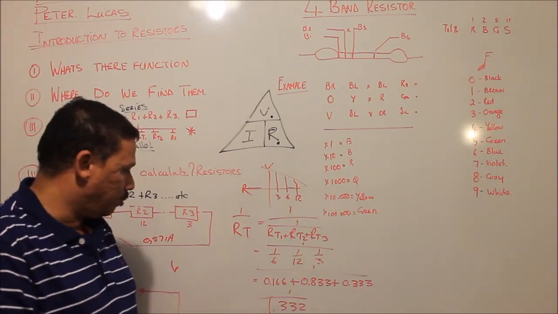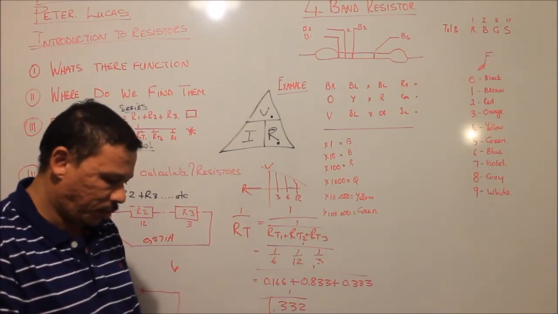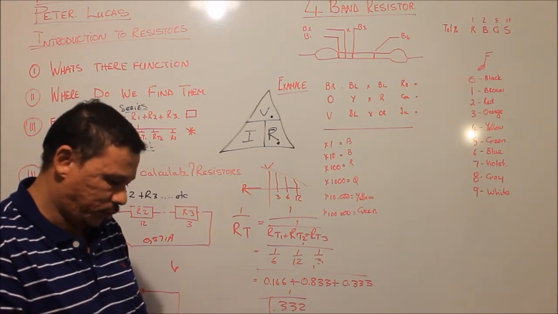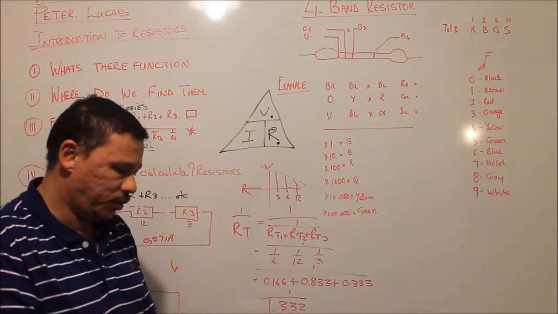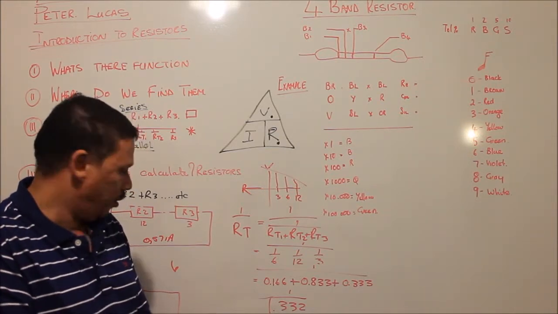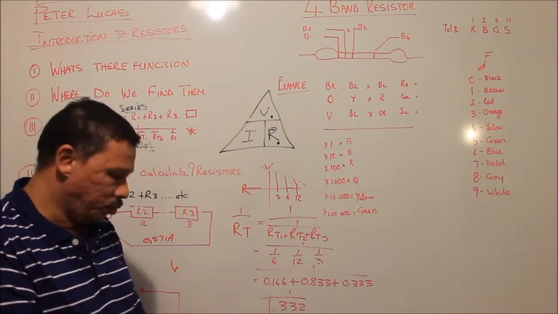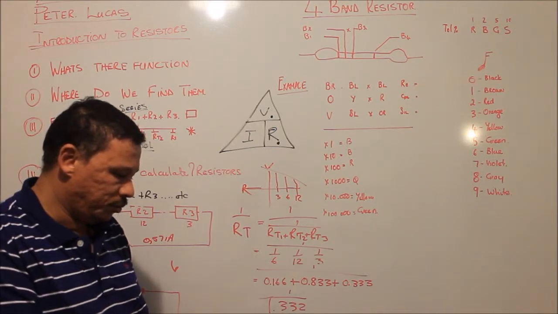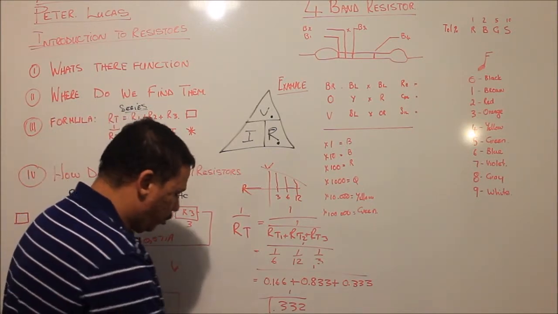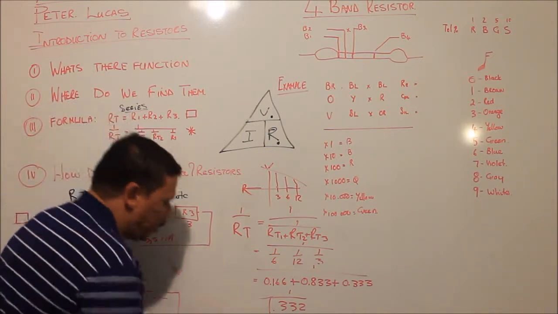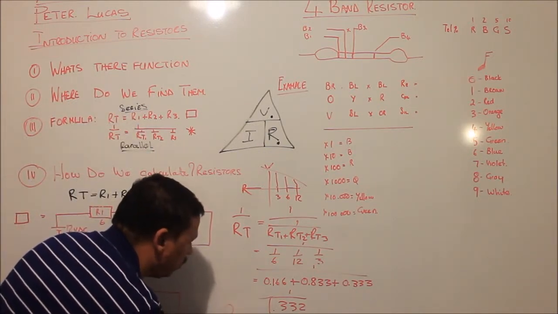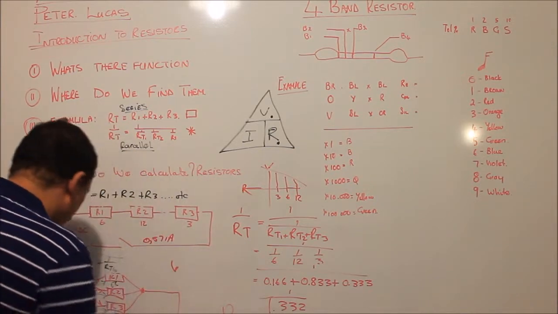Let's just make double sure of that one. Plus 0.0833 plus 0.333, 1.332, and we divide that by 1, gives you 0.750. Okay, that gives us total resistance for this circuit.